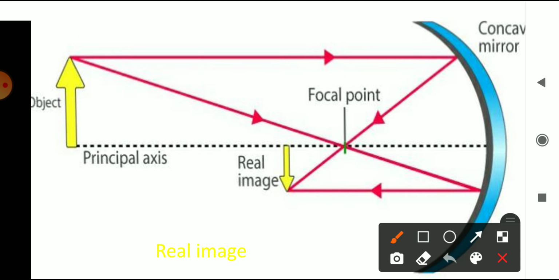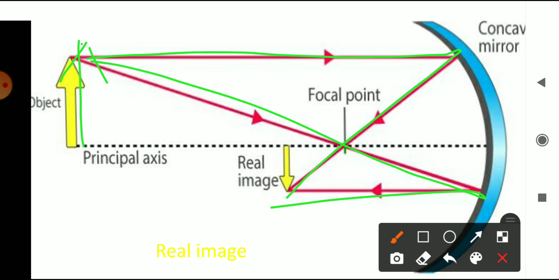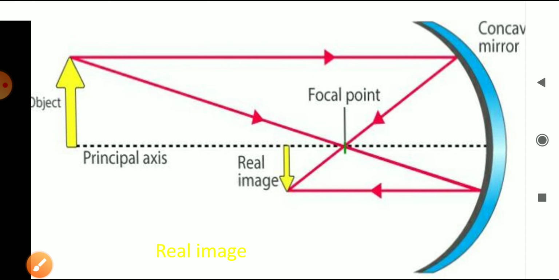Real image. This is the object, reflected. This is the image formed. A real image. This mirror, concave mirror. Focal point.